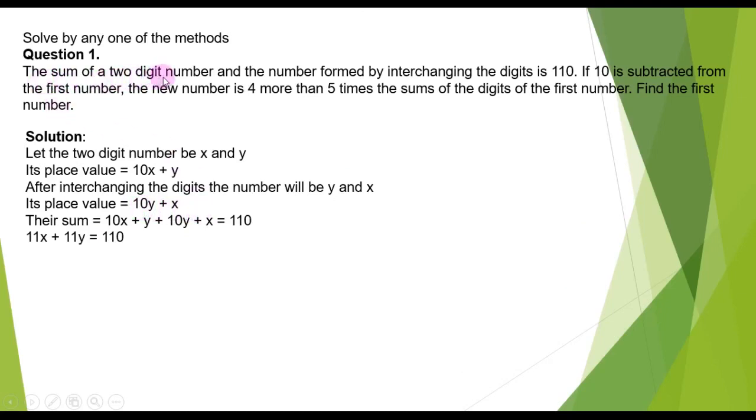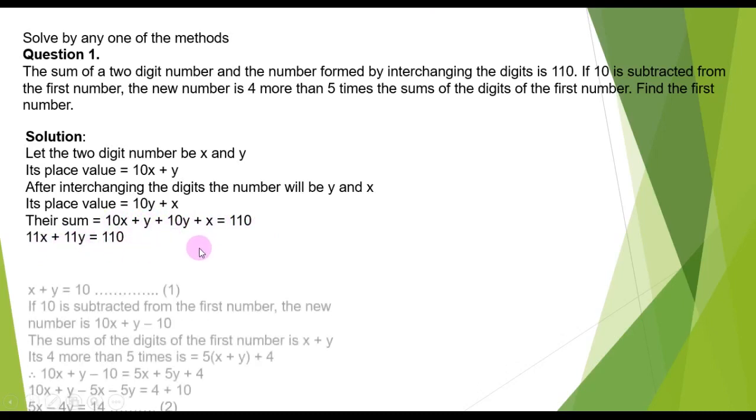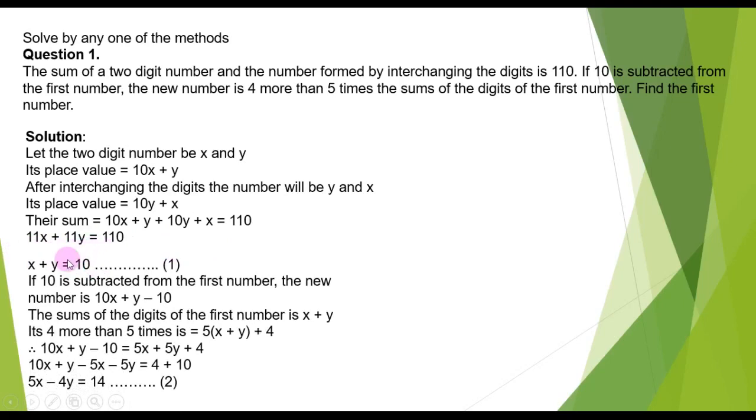The sum of a two-digit number and the number formed by interchanging the digits is 110, that is given. So their sum equal to 10x plus y plus 10y plus x equal to 110. So 10x plus x, that is 11x, plus y plus 10y, that is 11y, equal to 110. So divided by 11, this will be x plus y equal to 10.